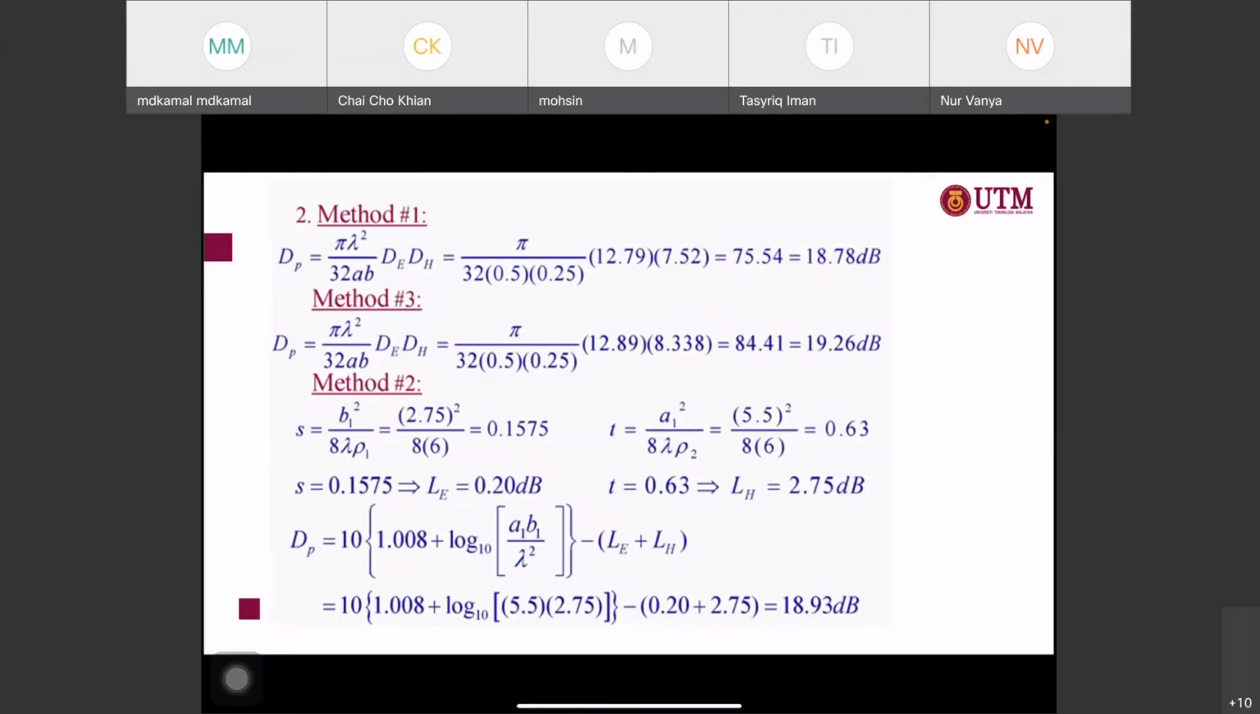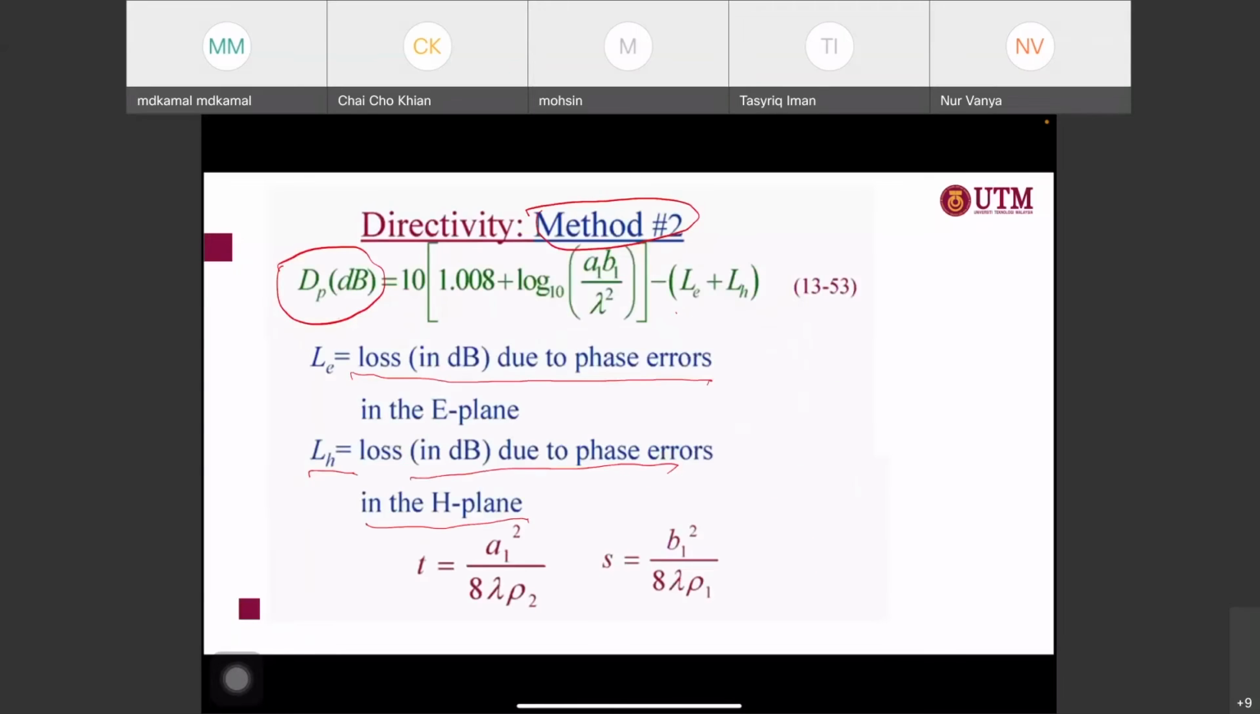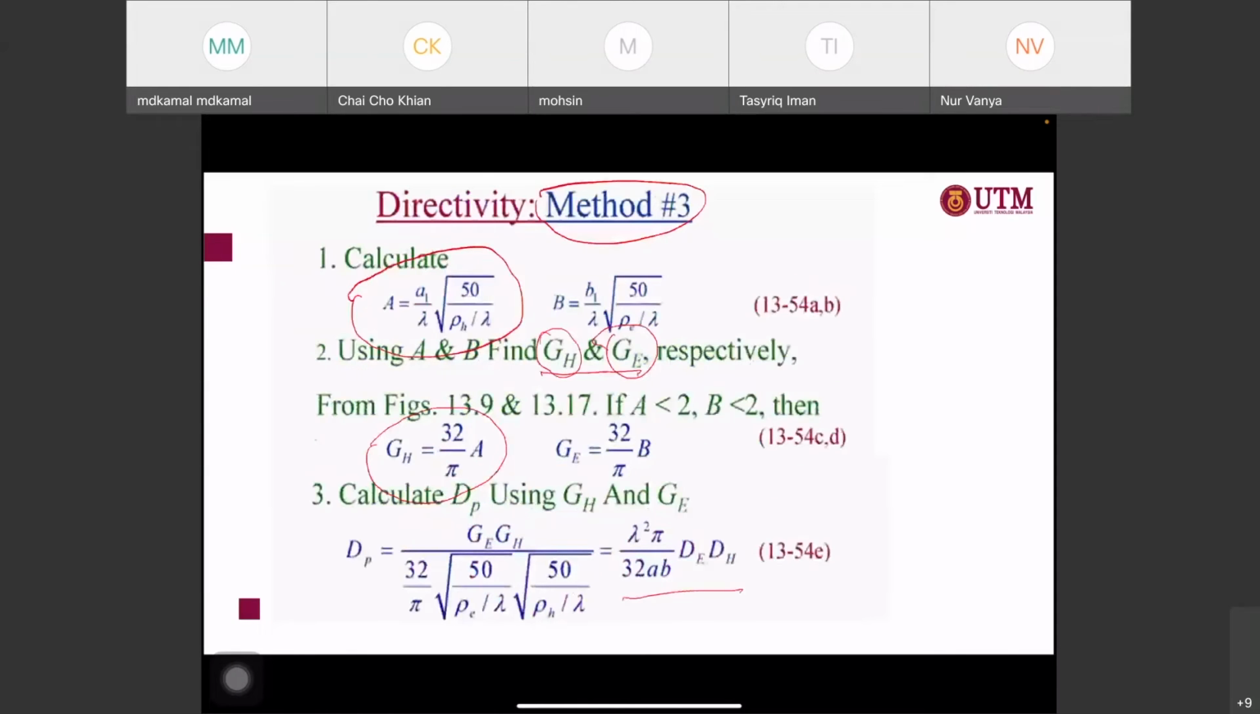So you can use any of these three methods to get the directivity of your horn antenna. The simplest method is maybe method 3, because it is not really difficult, as you can find it directly. First of all, you have to find A and B, and then from there you find GH and GE, put them into these equations, and you get the result.